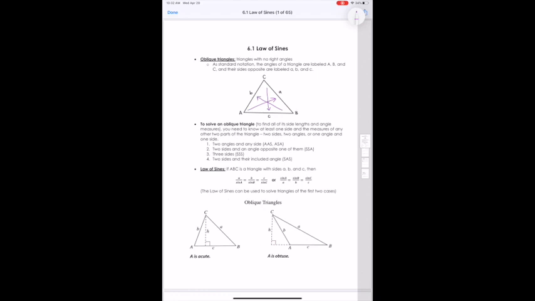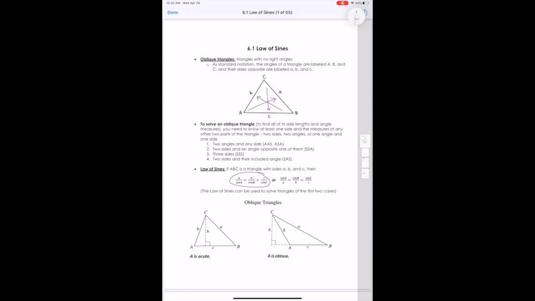Alright, and then there's a big list of things to solve an oblique triangle. That means to find all of its side lengths and all of its angle measures. And then you need to know at least those criteria that are listed, the 1, 2, 3, or 4. We are only dealing with cases 1 and 2, so 2 angles and any side, and then 2 sides and an angle opposite one of those sides. So that is going to be the law of sines. 3 and 4 will use the law of cosines.